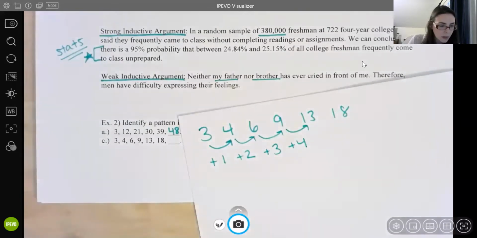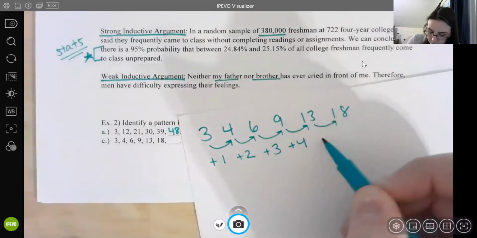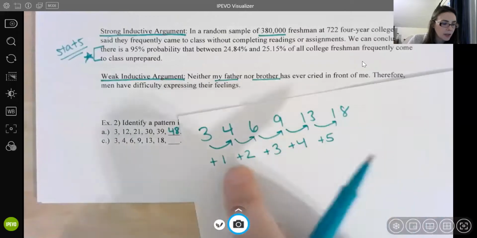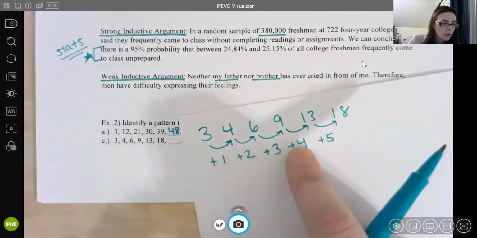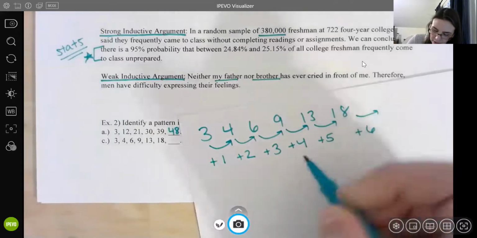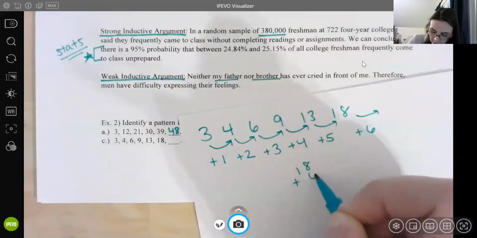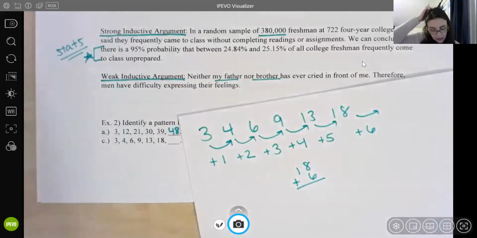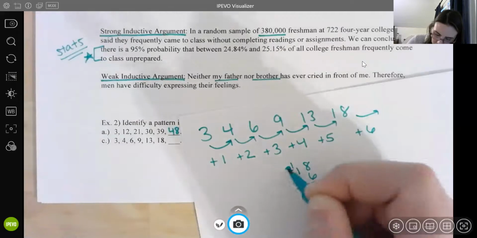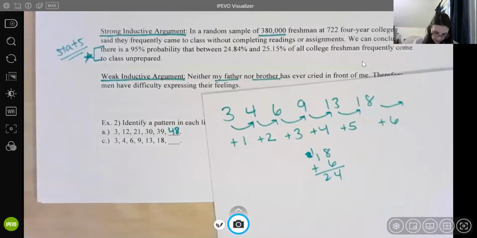It's not as obvious when I first look at the numbers, but I can see that I'm actually adding one more value each time, right? Here's +1, 2, 3, 4, 5. So my next value must be +6. So I take my 18 and I'm going to go ahead and add 6 to it. So for my next answer, I should be looking at 24.